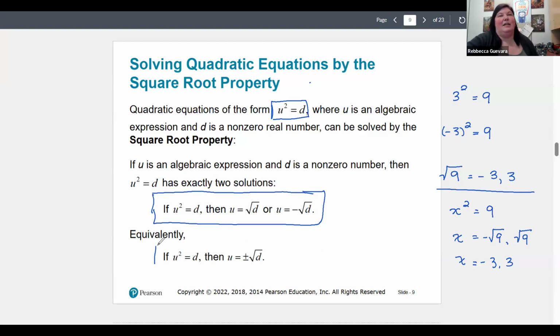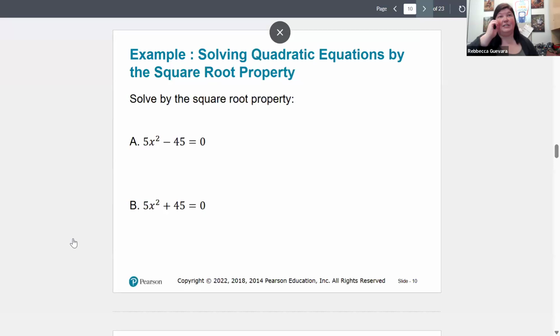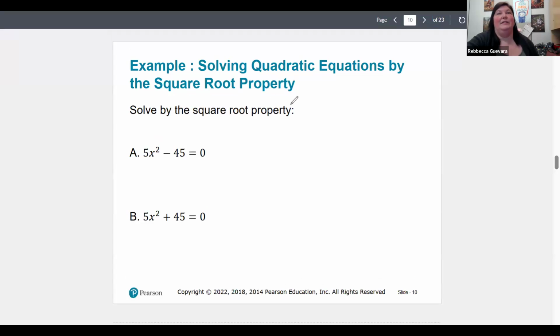So equivalently, a lot of times what we do is instead of writing the 2 solutions like that, we say, well, if u squared equals d, then u is equal to plus or minus the square root of d. Or in this case, x is equal to plus or minus 3, or the square root of 9. So remember that u doesn't have to be just a variable, doesn't have to be just x. It could also be like a binomial, as long as something is squared. All right, so we can use the square root property. So usually you're using the square root property when your x term is missing.